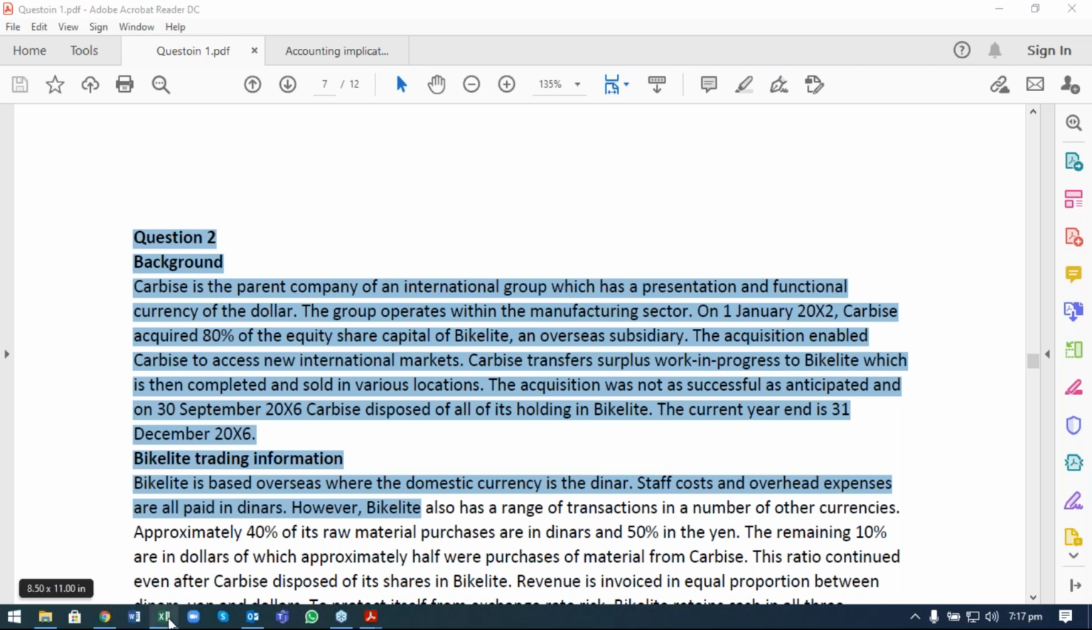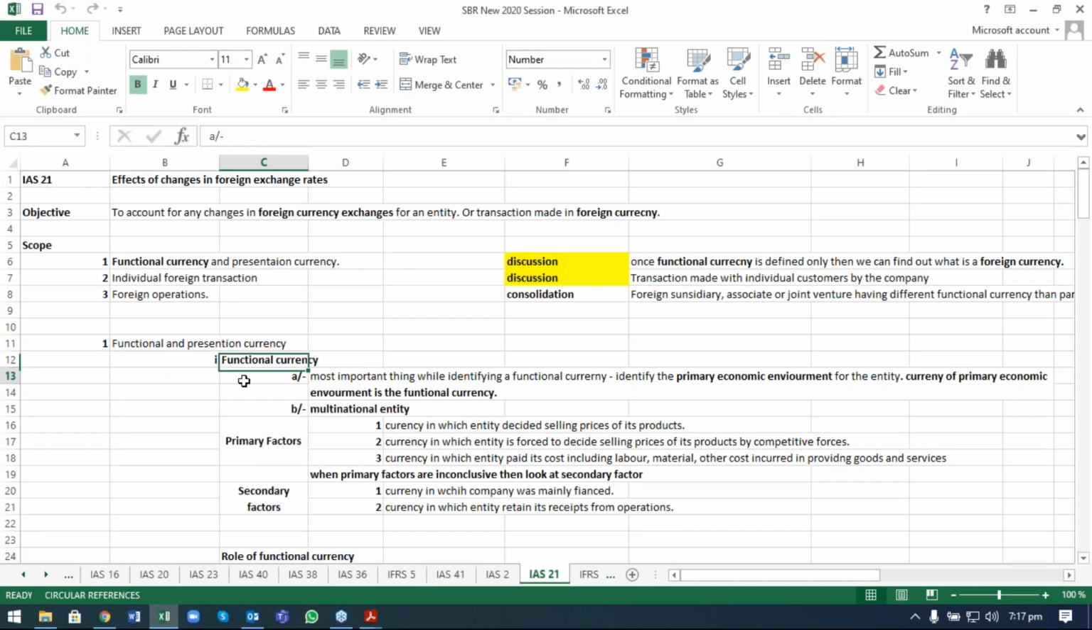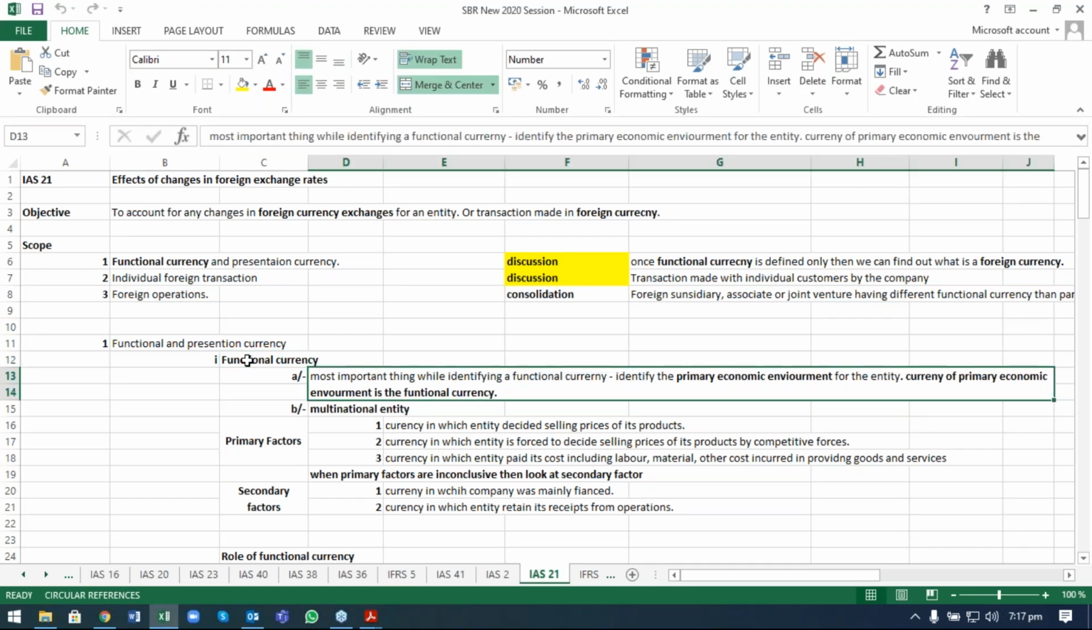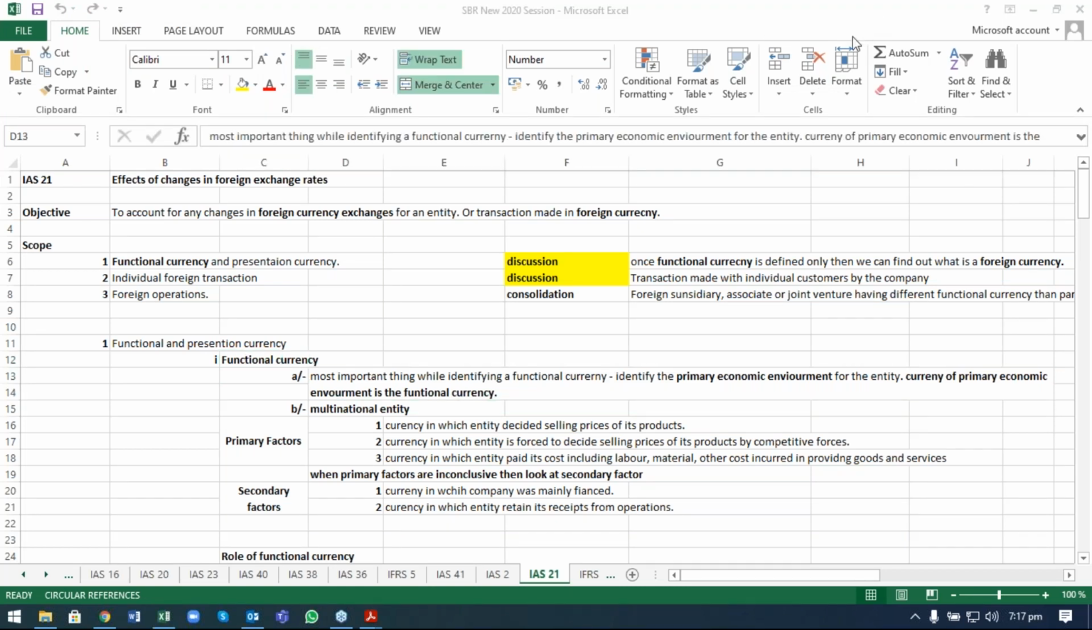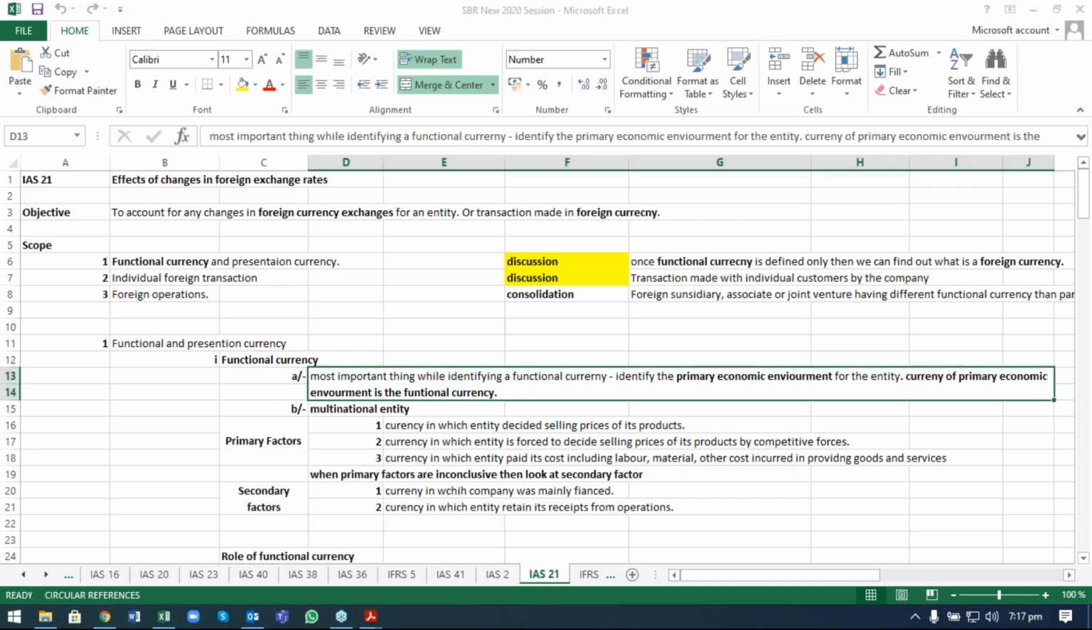First things first, we need to look into the functional currency. So what is functional currency? IAS 21 explains that the functional currency of any company is the currency of the primary economic environment of the entity, right? Most importantly, while identifying a functional currency, identify the primary economic environment for the entity, and the currency of that primary economic environment is the functional currency of that company. Now there comes another issue.